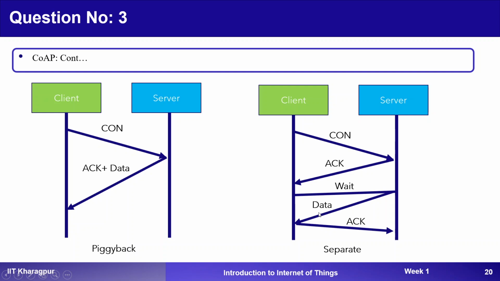The ZigBee component APS stands for. Option A is application support sublayer. Option B is application protocol support. Option C is application policy support. Option D is application protocol sublayer. Anyone, please? It's just an abbreviation. Option B, application protocol support.